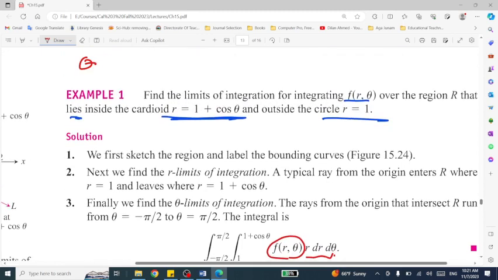In the example I say just put the boundary. Okay dears. Good.